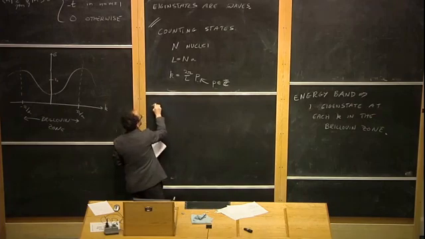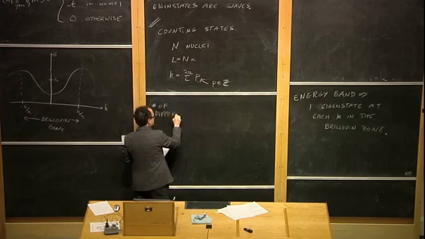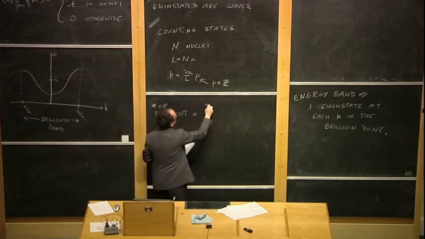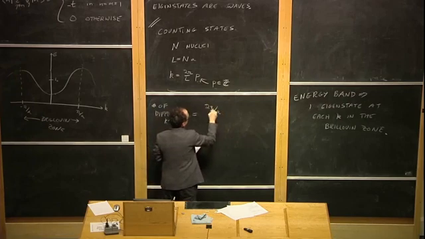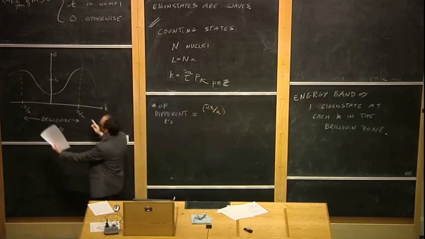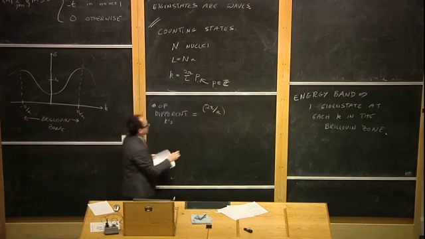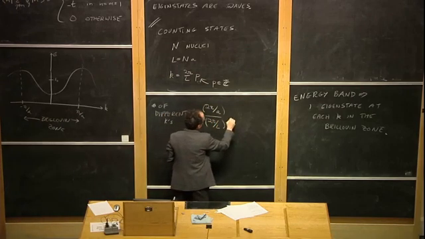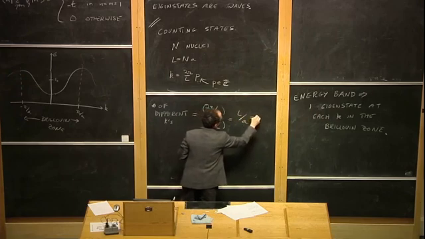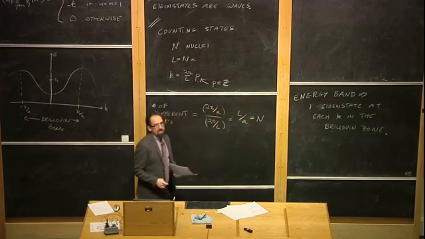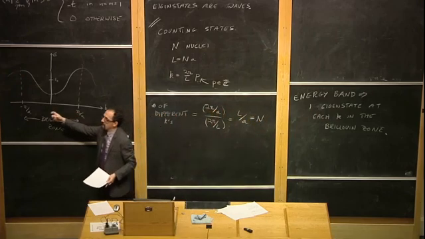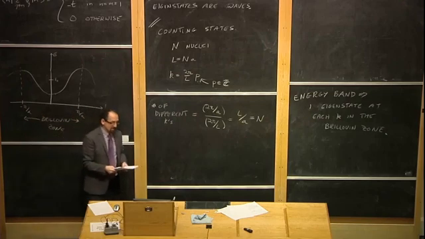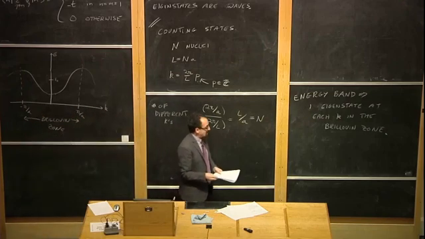So the number of different k's is equal to the range of k's that are different, which is 2 pi over a, the Brillouin zone from here to here, divided by the spacing between adjacent k's, which is 2 pi over L, which is L over a, which is n. Not surprising, the number of different k's we're allowed in the Brillouin zone is equal to the number of unit cells in the entire system.